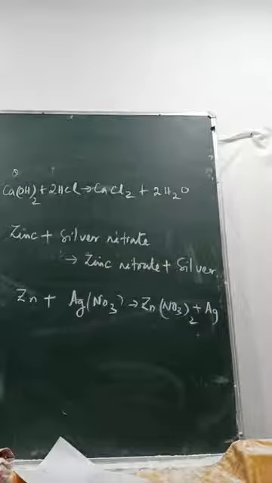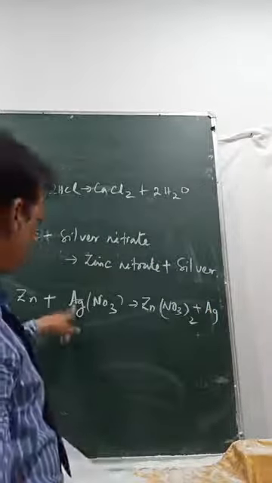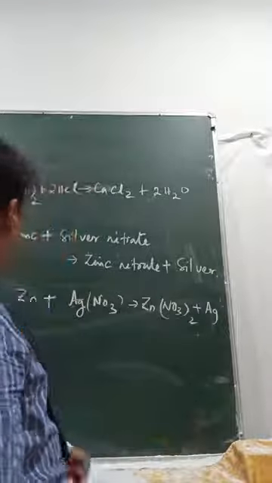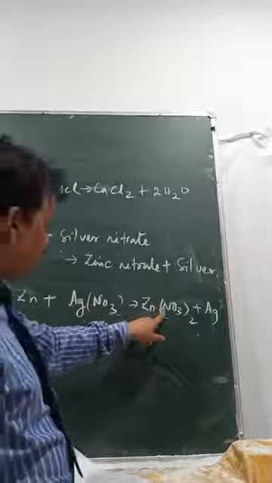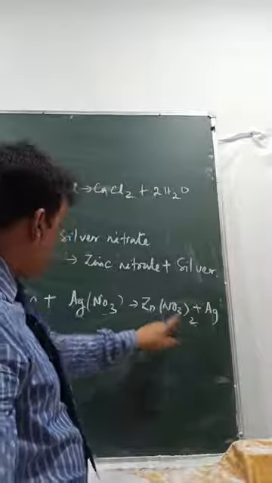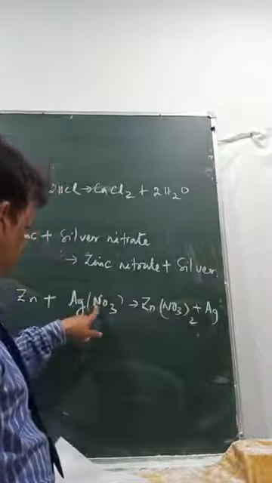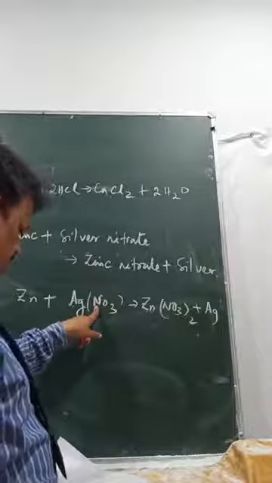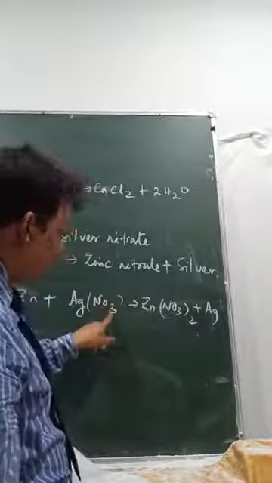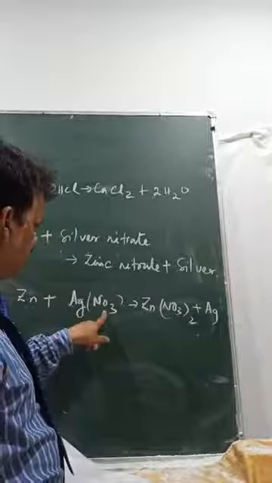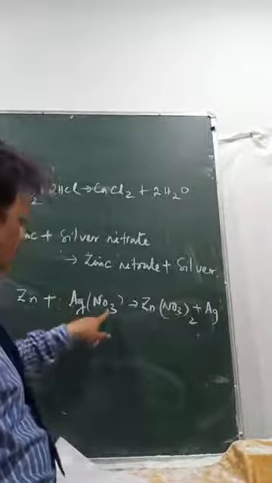Okay, let's see now. What is not balanced? What is balanced? Ag is balanced here. Zinc is also balanced here. Nitrogen is 2 here, nitrogen is 1 there. Okay. Then oxygen is 6 here, oxygen is 3 there. You can just get a clue here. If I multiply 2, then it will be 6 oxygen.